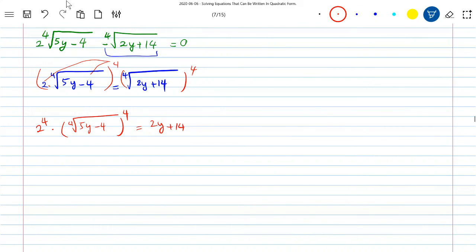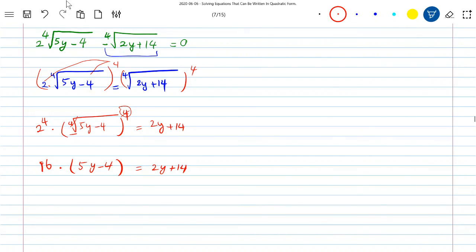Left hand side, now here you have a 4th root and the power 4. These can cancel out as an operation. So you have 2 to the power 4, which is 2 times 2 times 2 times 2, which is 16 times what is left, which is 5y minus 4. Right hand side is 2y plus 14.